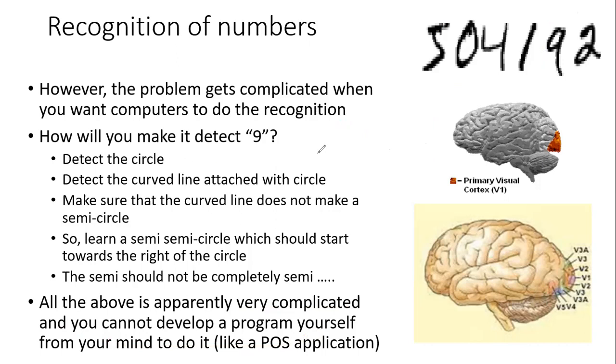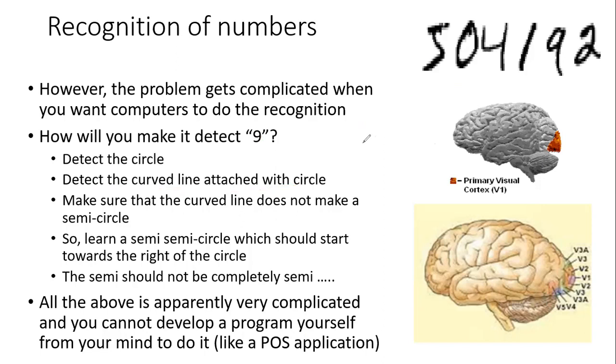So for example, one of the ways is, acha yaar, first detect the circle, okay. Then detect the curved line attached with the circle. Make sure that the curved line does not make a semicircle. So if this curved line makes a semicircle, then it becomes an 8. So I have to make sure that this does not happen. So learn a semicircle. Okay, so a half a semicircle, which should start towards the right of the circle. Okay, because I can't have a 9 like this, right? It's inverted. I need to start it from the right of the circle, and it does not have to be a full semicircle. The semi should not be completely semi, so it should not be 50% semi, but it can be 60%, it can be 40%. So, I mean, there is no way I can teach a computer to detect a 9 in this way, right?